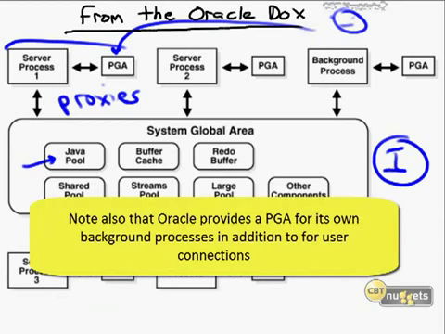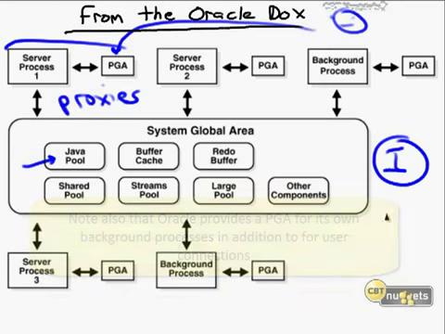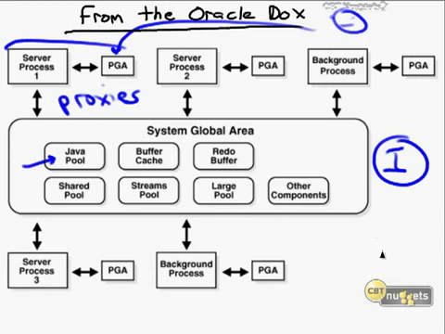Now if you're thinking to yourself, Tim, that's probably going to consume a lot of RAM as we start scaling up users, you're absolutely correct. And to that end, Oracle allows us to configure the server in a shared mode where you have a connection pool instead of separate PGAs per user. We'll talk about that too later in the course.